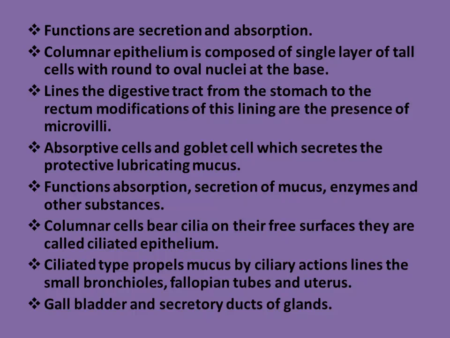Columnar epithelium is composed of a single layer of tall cells, with round to oval nuclei at the base, present in the digestive tract, from the stomach to the rectum. Some modifications in the columnar epithelium are the presence of microvilli. Microvilli columnar epithelium is present in absorptive cells and goblet cells. Absorptive cells help in absorption, and goblet cells secrete lubricating mucus, along with enzymes and other substances. These are the functions. When columnar epithelium bears cilia at the free surface, it is called ciliated columnar epithelium. It is found in the bronchioles, fallopian tube and uterus. Its general function is to propel the mucus by ciliary action. It is also found in the gallbladder and secretory ducts of glands.